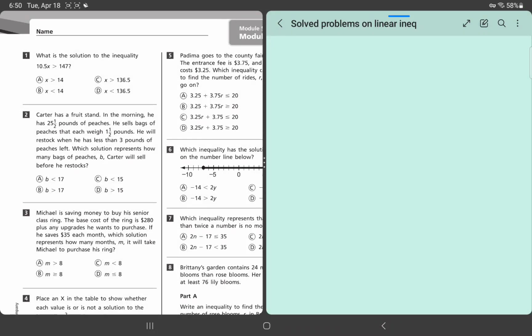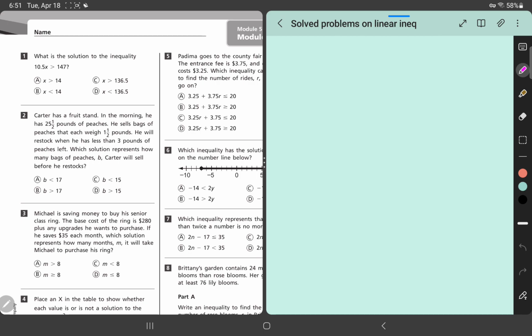In this video we are going to see some solved problems involving linear inequality. Let's dive in. Question number 1 says, what is the solution of the inequality 10.5x greater than 147? So the question is 10.5x greater than 147.